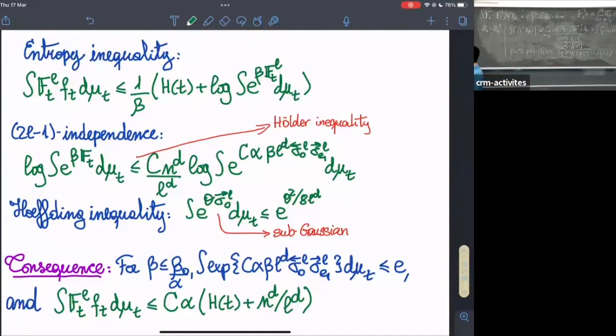So the consequence is that if beta is smaller or equal than beta zero of alpha, that exponential moment is smaller than something, for example, e, just to take the log and get one instead of two or three. And at the end of the day, what we have proved is that when you integrate this F_L, you get the entropy times the constant alpha times N^D divided by L^D. So here, at least from the first part, which is the F_L, we are in good shape.